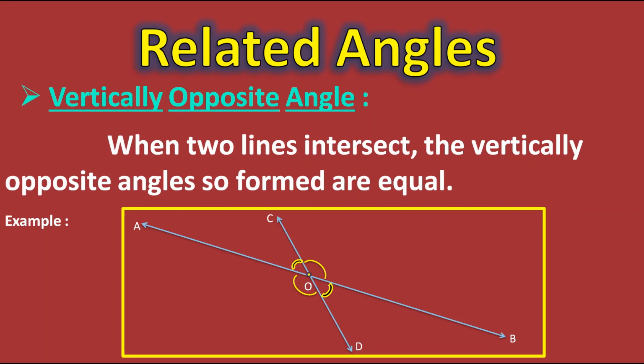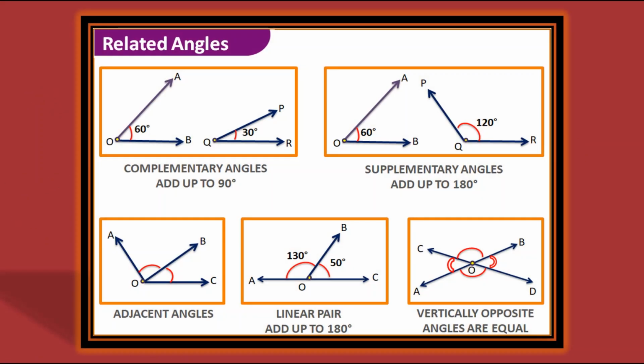Okay. So here we have 5 types of relations between two or more angles. The first one is complementary angles. The condition, they should add up to 90 degree. Next comes supplementary angle. The condition is they should add up to 180 degree. Adjacent angles, the condition is they should have one common ray as well as common vertex. Linear pair, they should be adjacent angles and they should be supplementary, and vertically opposite angles gives us opposite angles equal. So these are 5 relations between two or more angles.